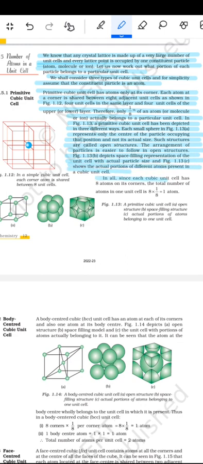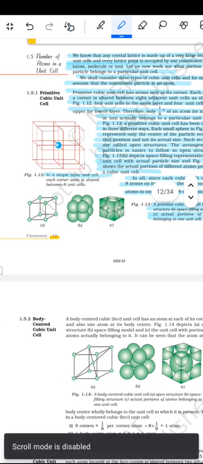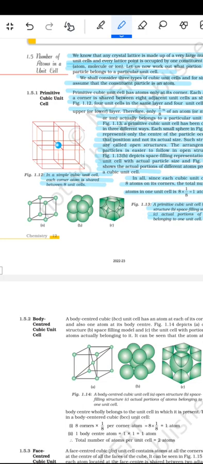In all, since each cubic unit cell has 8 atoms on its corners, the total number of atoms in one unit cell is 8 × 1/8, that is 1 atom. The primitive cubic unit cell has the open structure, space filling structure, and actual proportion of the atoms belonging to the one unit cell. Now here it is given that in a simple cubic unit cell, each corner atom is shared between 8 unit cells.